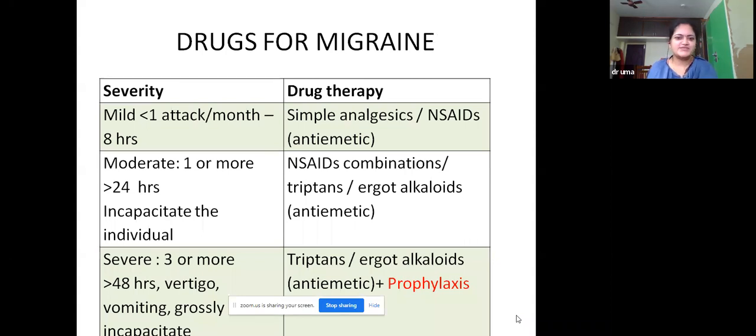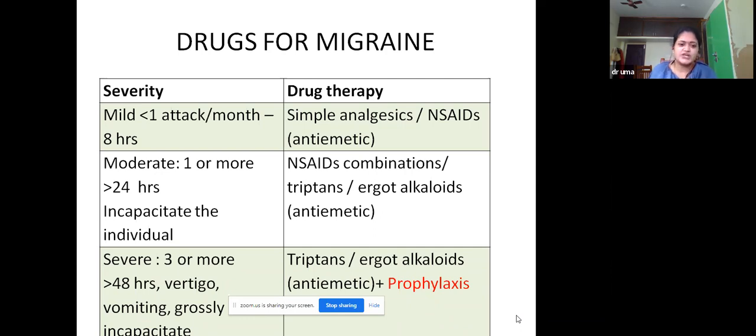And now coming to the drugs for migraine, based on the severity. A mild attack, less than 1 attack per month, lasting for 8 hours, is treated with simple analgesics like NSAIDs. Moderate, that is 1 or more attacks, lasting more than 24 hours, also incapacitates the individual. You can go for NSAIDs or triptans or ergot alkaloids. For the acute attack of migraine, the drug of choice is triptans.